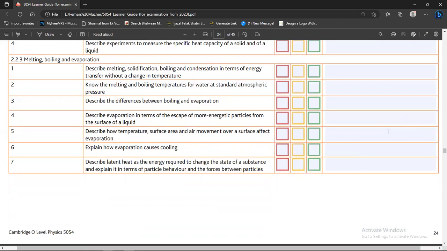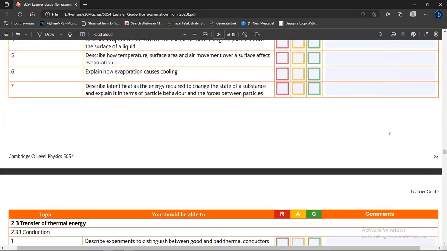Describe how temperature, surface area, and air movement over a surface affect evaporation. Explain how evaporation causes cooling. Describe latent heat as the energy required to change the state of a substance and explain it in terms of particle behavior and the forces between particles.